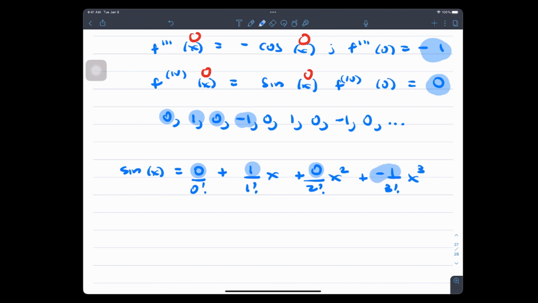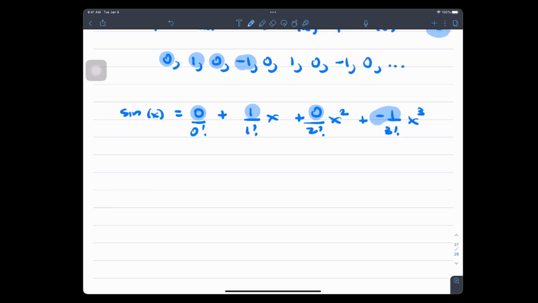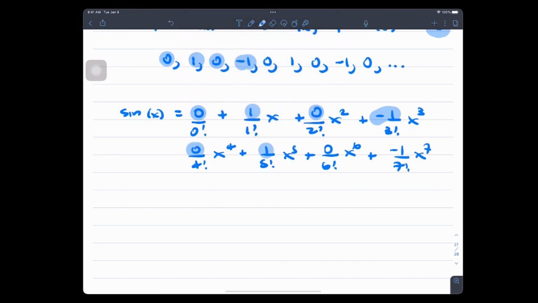Okay, so we're looking at that 0, 1, 0, -1, x cubed, and then we know the pattern continues again. So that'll be 0 over 4 factorial, x to the 4th, plus 1 over 5 factorial, x to the 5th, 0 over 6 factorial, x to the 6th, -1 over 7 factorial, x to the 7th, because those numerators are doing what? That's the pattern. That's the sequence.